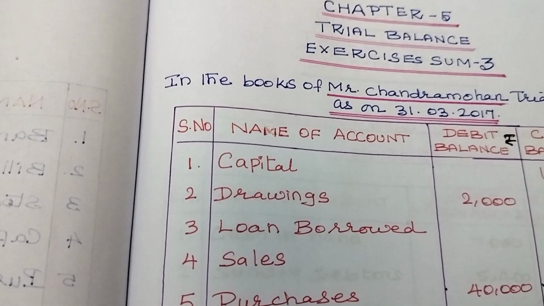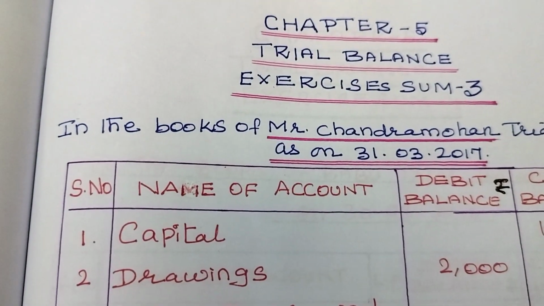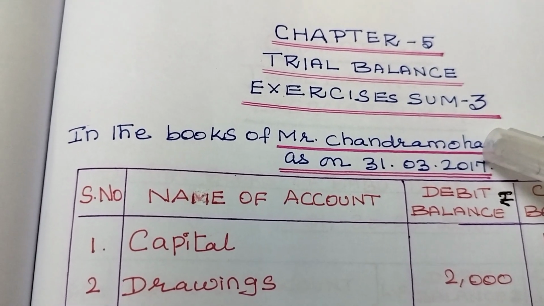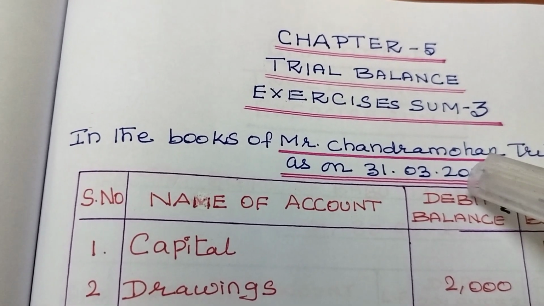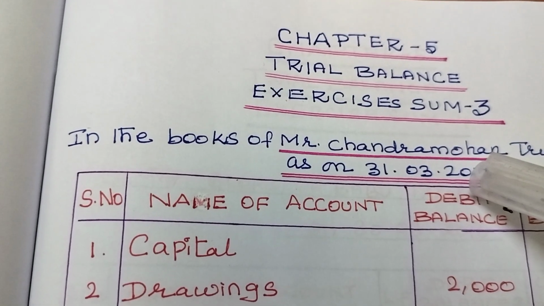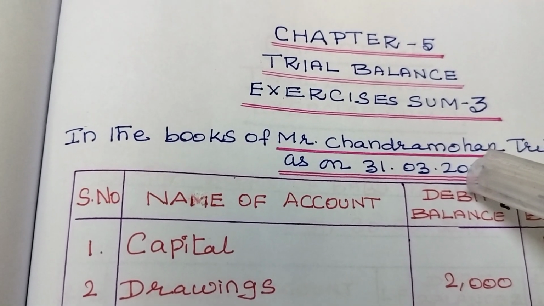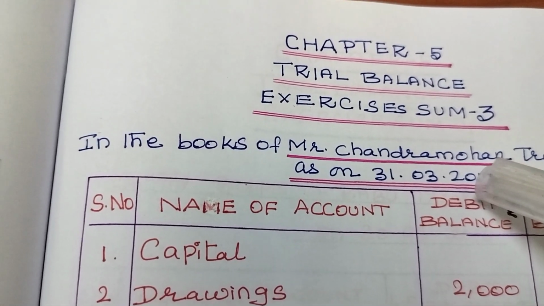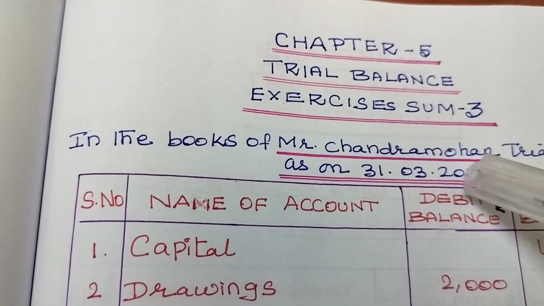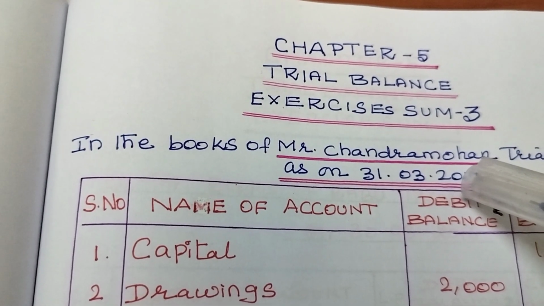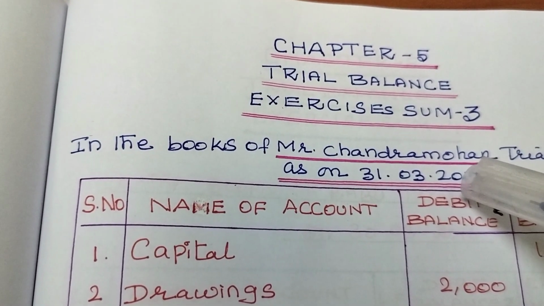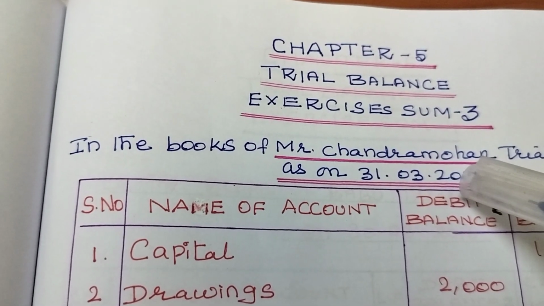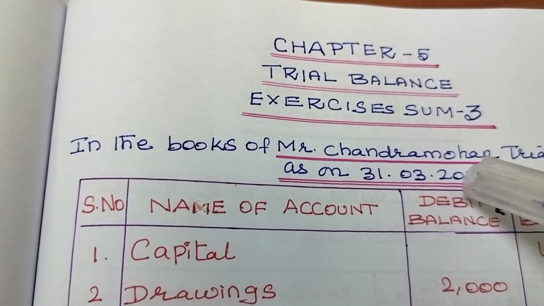In this video we are going to learn about 11th standard accountancy chapter 5 trial balance exercise sum 3. Before we learn about the trial balance, we need to know which accounts will be debited or have a debit balance, and which accounts will be credited or have a credit balance. Drawings, assets and expenses will be debit balances, and capital, liabilities, and income or revenue will be credit balances.